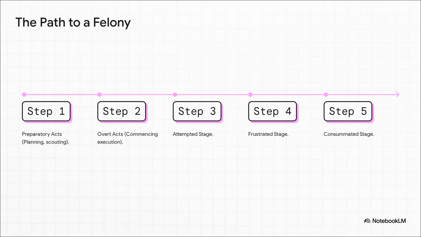Most of the time, the law doesn't punish these acts because, hey, you can still change your mind. But then you get to this crucial line in the sand, the overt act. This is the moment you start the direct execution, picking the lock, aiming the gun. Once you cross that line, you're in punishable territory, and you start moving through the attempted, then frustrated, and maybe finally the consummated stages of the crime.